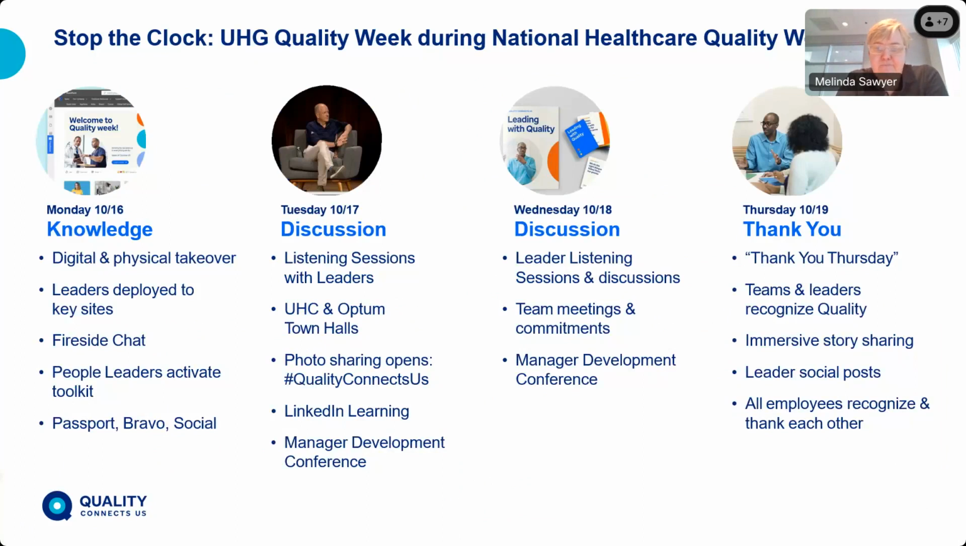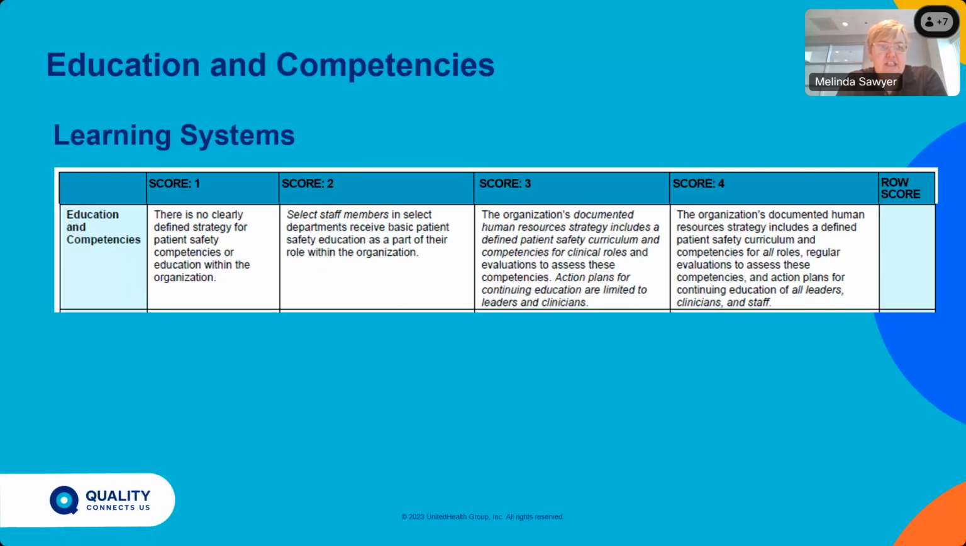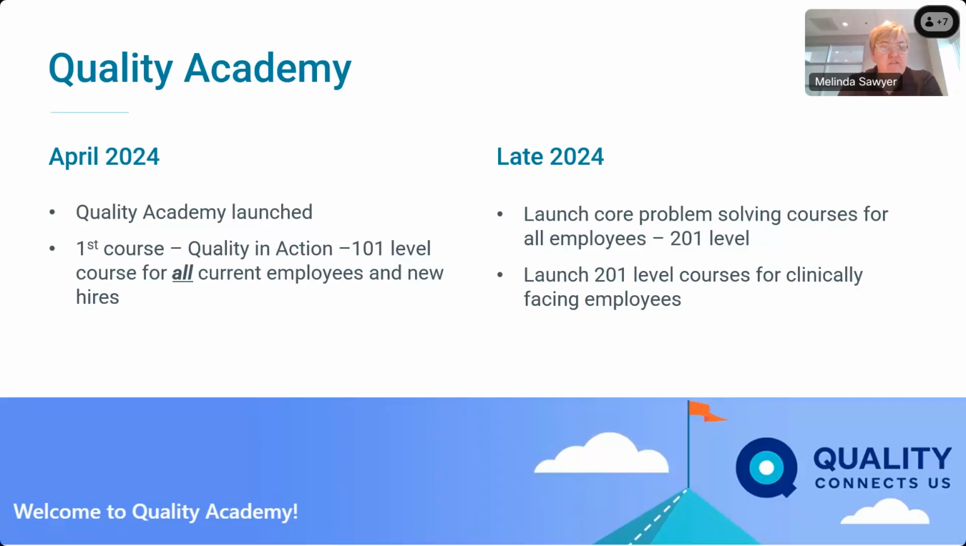Next slide. And then finally, learning systems, education, and competencies. Again, we're working on this now. Next slide. We've launched a quality academy in April 2024 for our entire enterprise. We launched the first course called Quality in Action. Think of it as like a quality and safety 101 course. And it went out to all employees and our new hires. Later this year, we're launching core problem solving courses for all employees, and then a very specific clinical facing employee 201 level course. And we'll build off that, build 301 and 401 courses for clinical quality leaders also. Next slide.